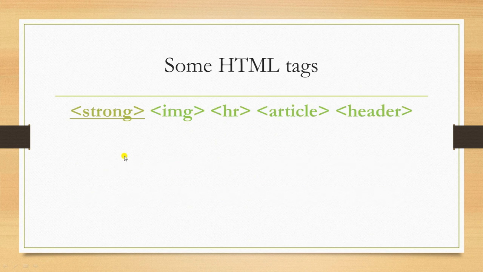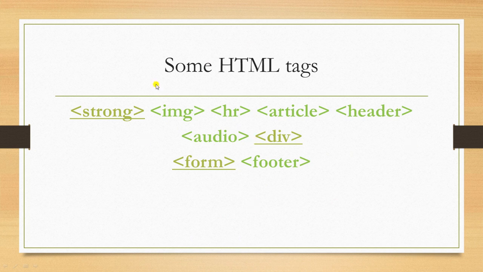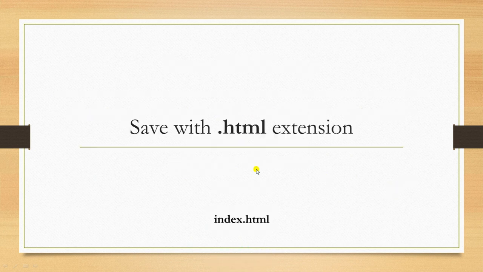These are some HTML tags. First we have the strong tag, which is used to make the text bold. Then we have the IMG tag, the HR tag. These two tags have no ending tag. Then we have the article tag, the header tag, the audio tag which is used to insert audio. Then the div, which is a container. I will be showing you all of them in the next videos. Then we have the form, footer, nav, aside, and more. There are many of them, but we need only some of them because we don't need to use all of them in our files.